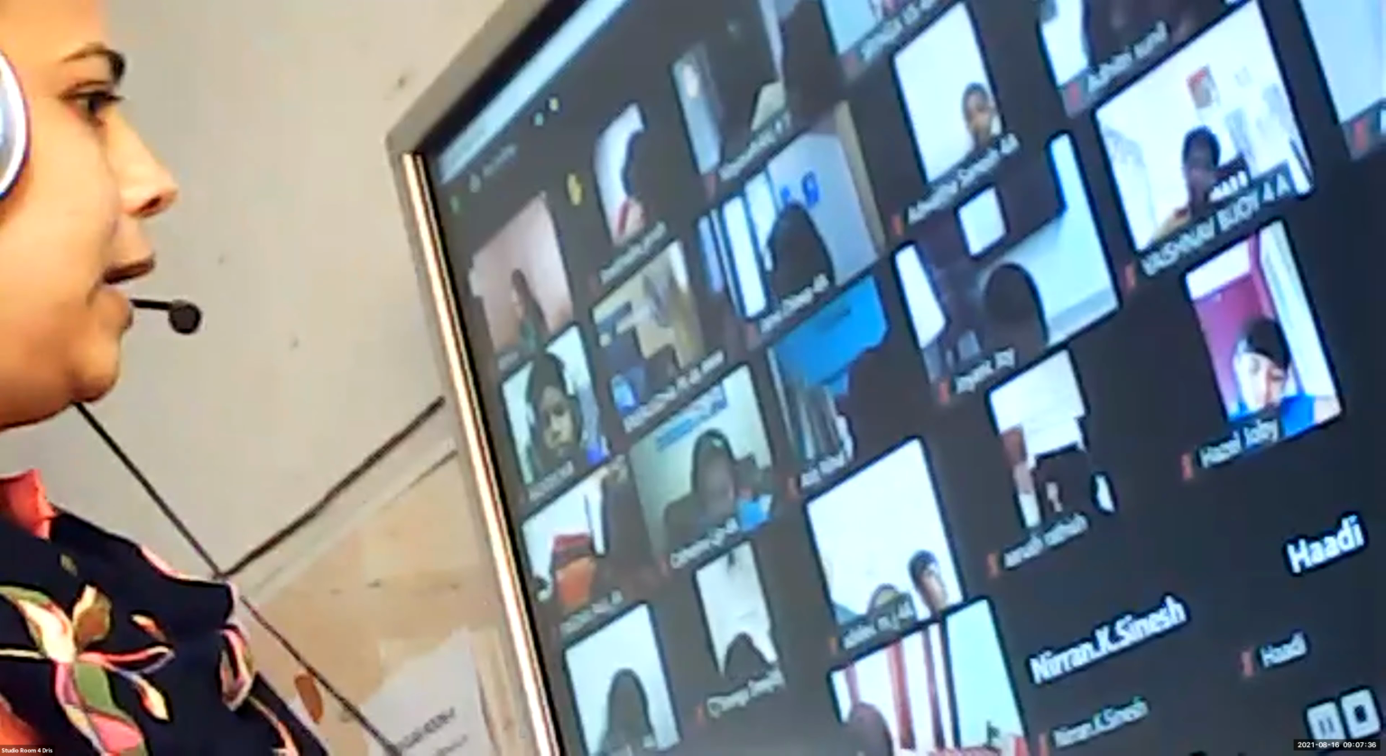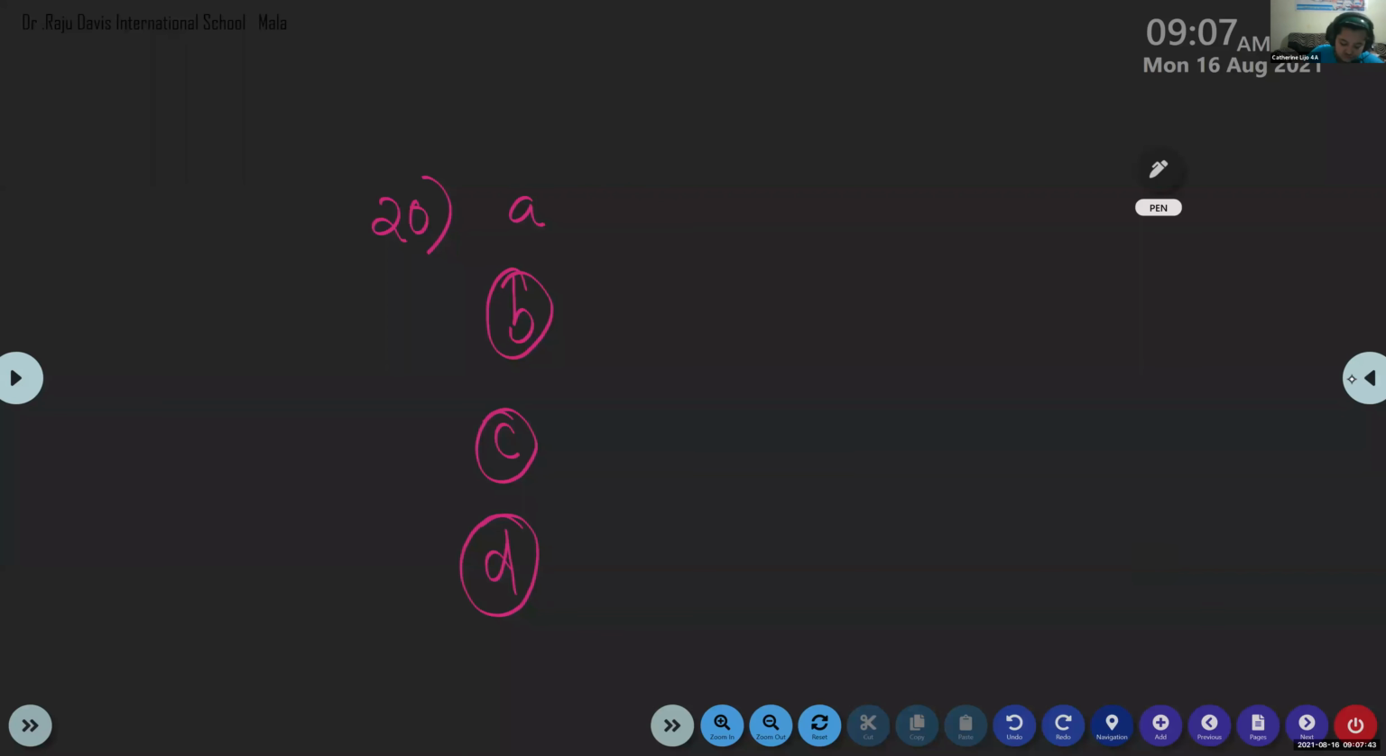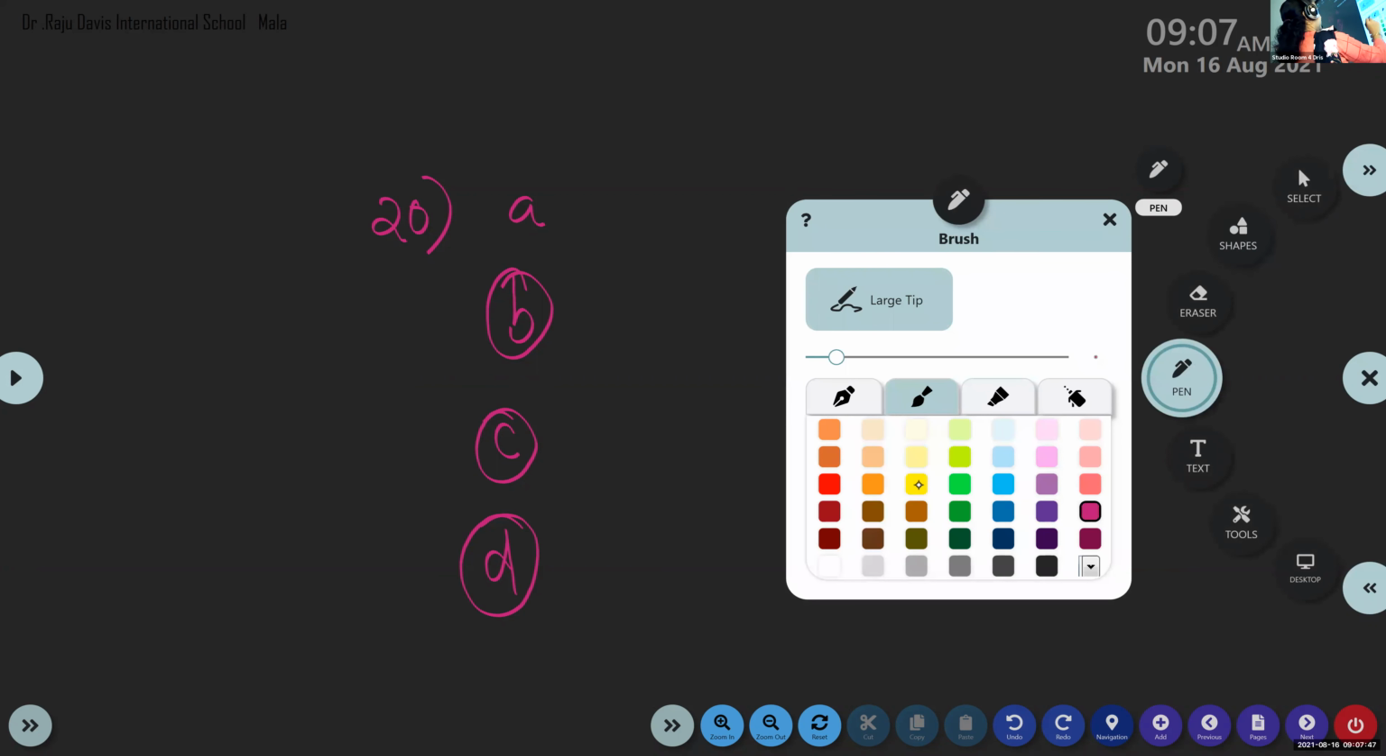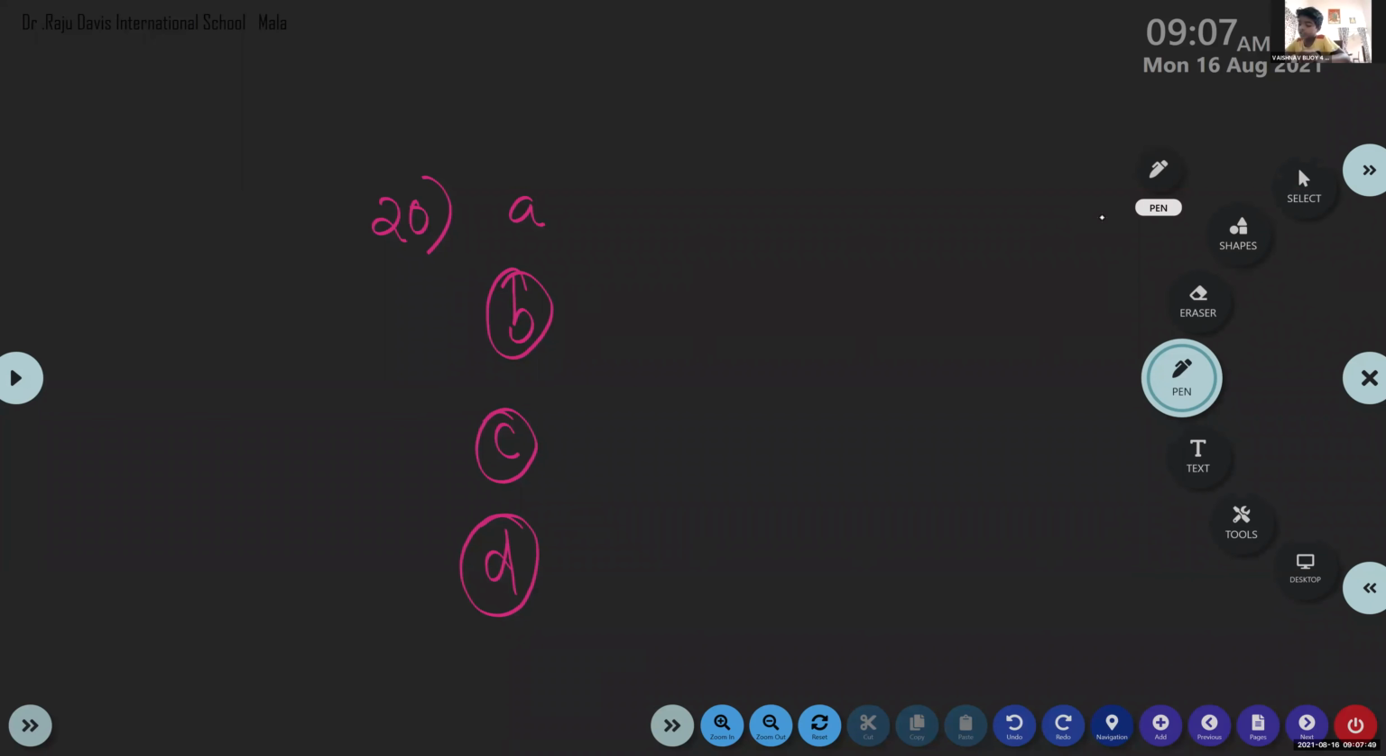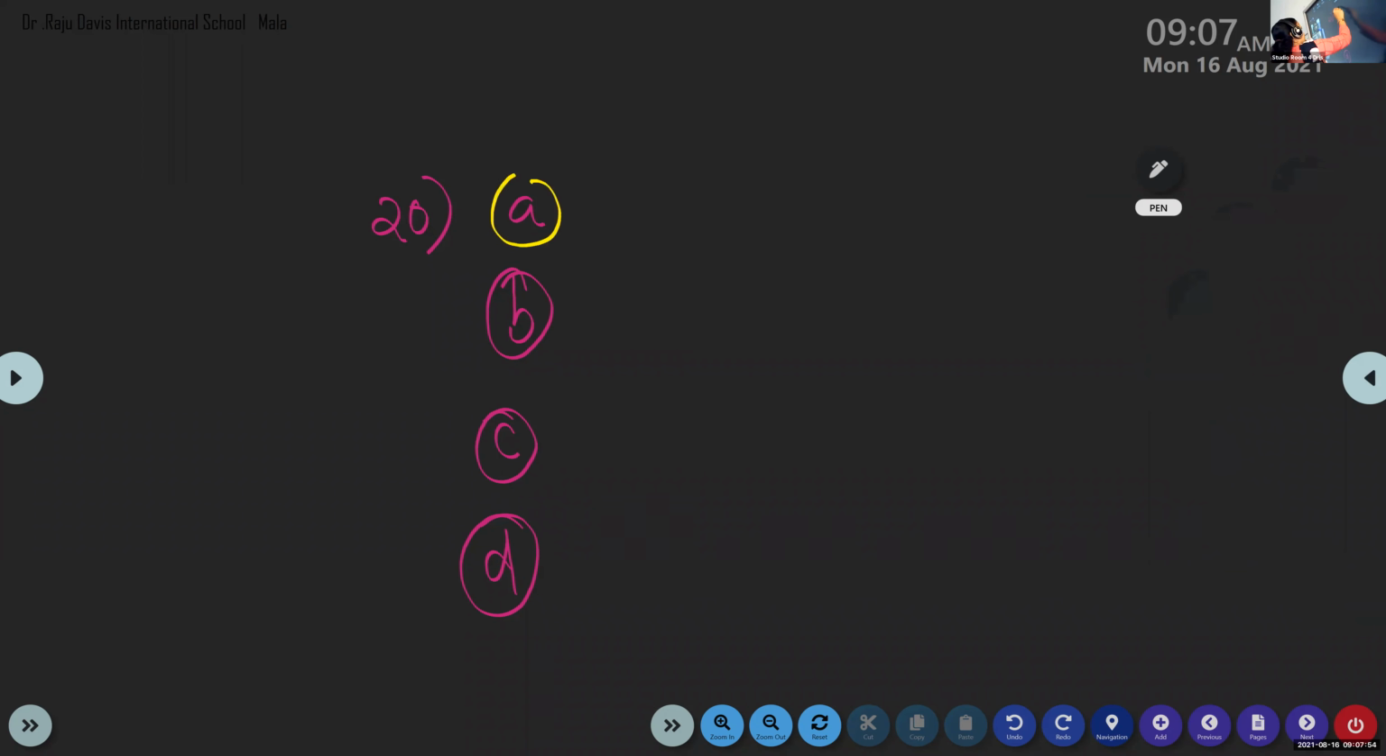So, children, can you give me the answer? Question number A. Who can give me the answer? Yes, Vaishnav. Give me the answer of question number A. 42,710. 42,742. Okay, 42,710. Then 42,170.